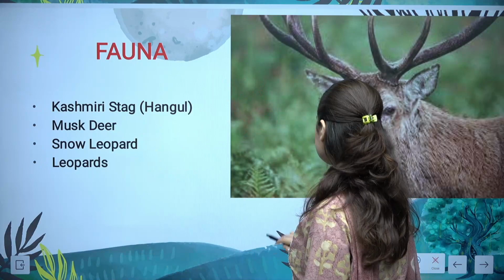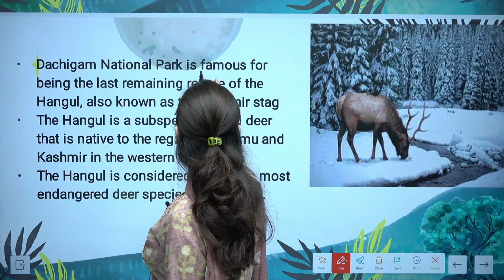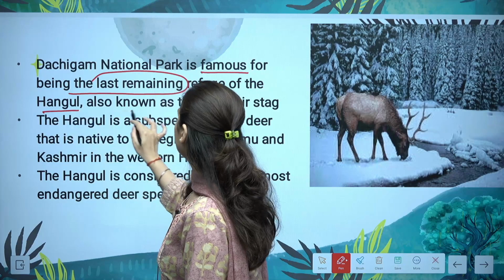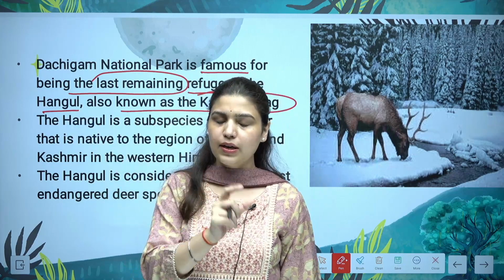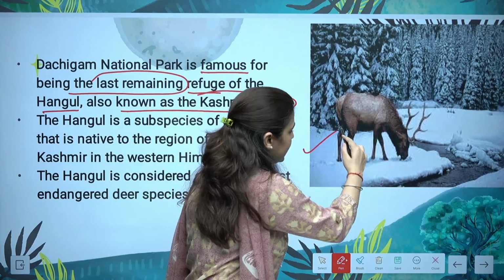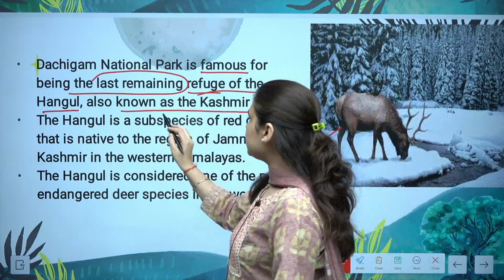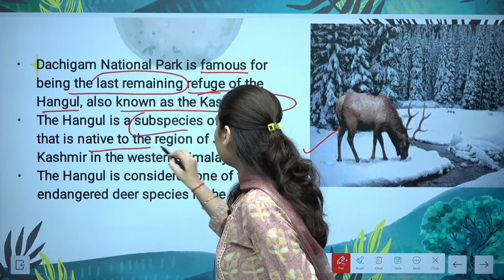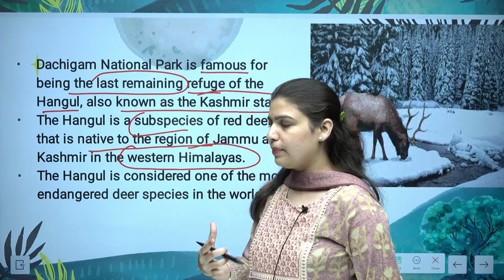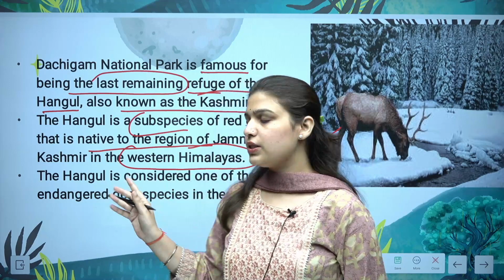Now moving on towards some details about Hangul, for which this park is very famous. Dachigam National Park is famous for being the last remaining refuge of Hangul, which is popularly known as the Kashmiri stag. So please remember both the names, that Hangul is also known as the Kashmiri stag, and it looks like this. In this picture you can see it, the Kashmiri stag or Hangul looks like this. Now it is a subspecies of red deer that is native to the region of Jammu and Kashmir, in western Himalaya. So these are some important facts which we have to remember, that this Hangul is a species of red deer and it is only found in the Dachigam National Park, which is in Jammu and Kashmir.